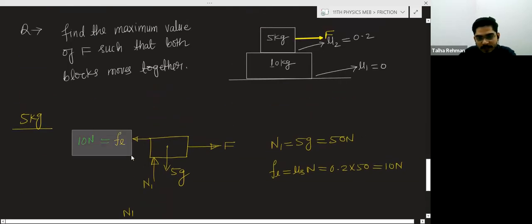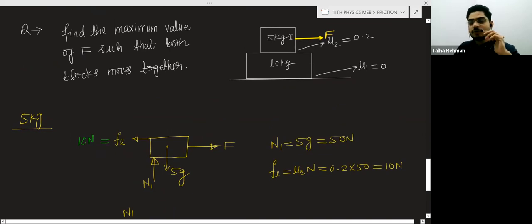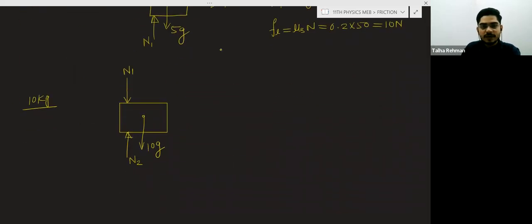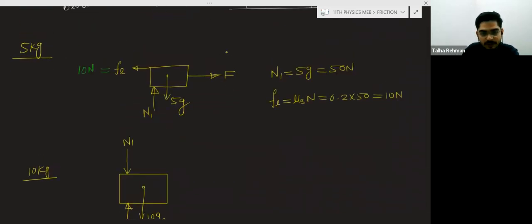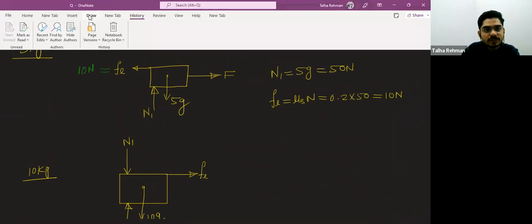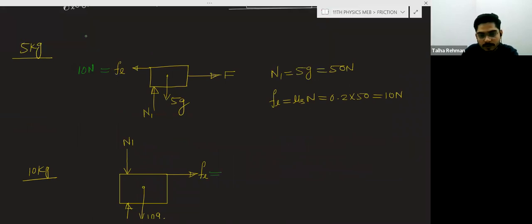Now friction is acting in this direction on the 5 kg block. Now see here, force is applied here in this direction. So this 5 kg block has the tendency to move in this direction. So with respect to this 5 kg block, this 10 kg block will go in this direction. So friction on 10 kg will be in this direction, limiting friction force, and the value of that limiting friction force is 10 Newton.